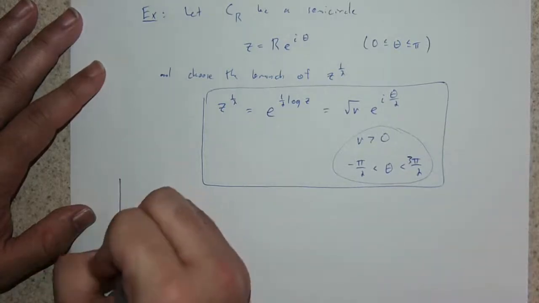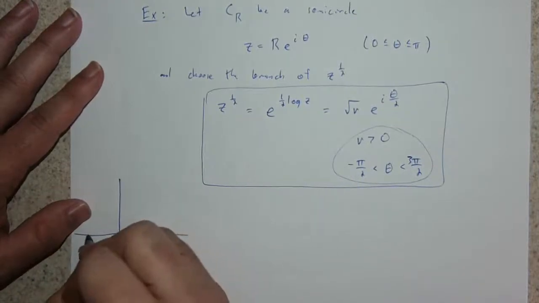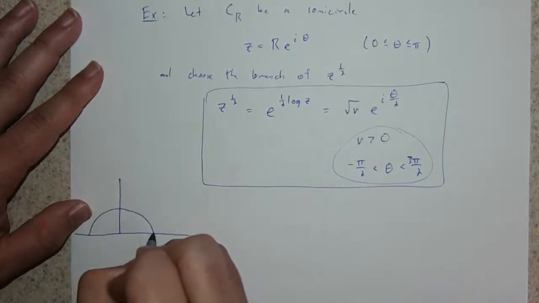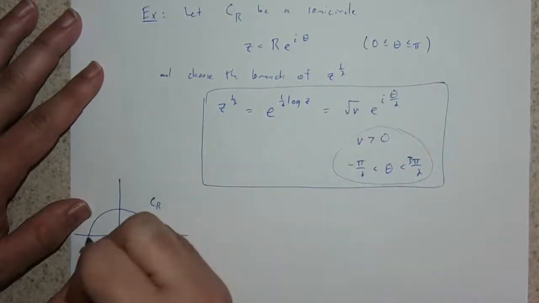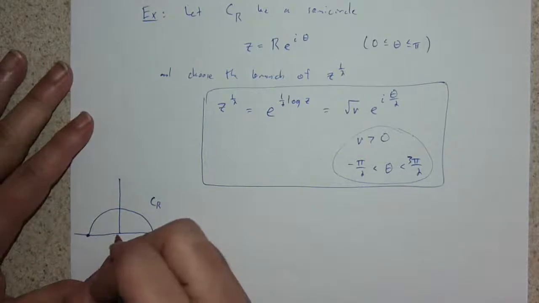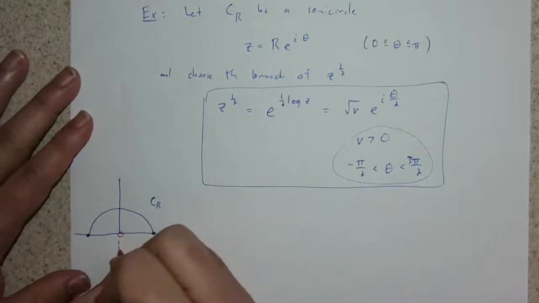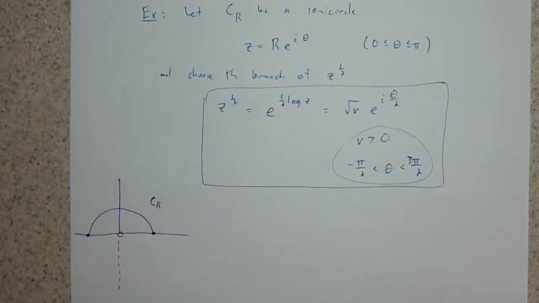Well, first of all, this semicircle looks like this. Here's my C sub r for this thing, so from 0 to pi. But according to this, the branch cut that I've made in defining this is the origin and the negative y-axis, which misses this curve entirely. So this is a tactic.